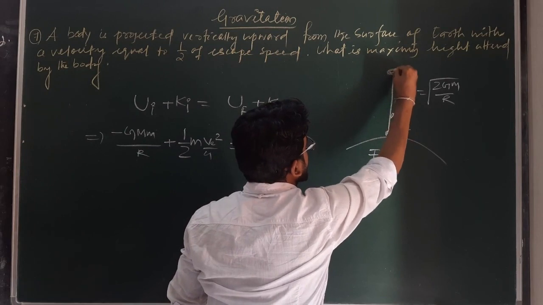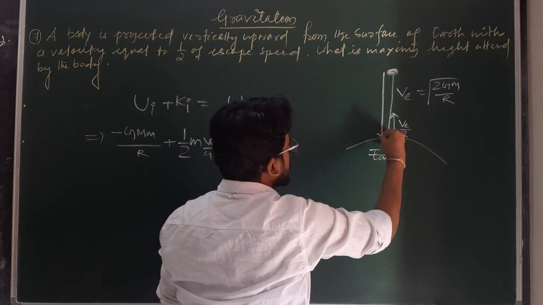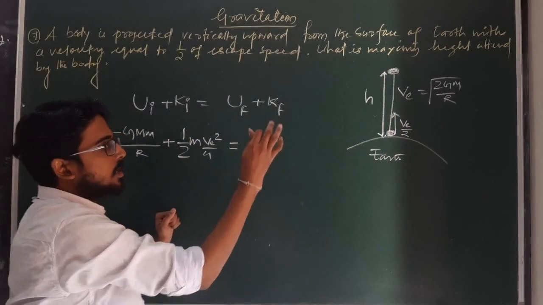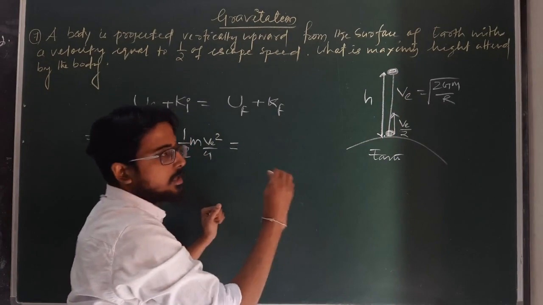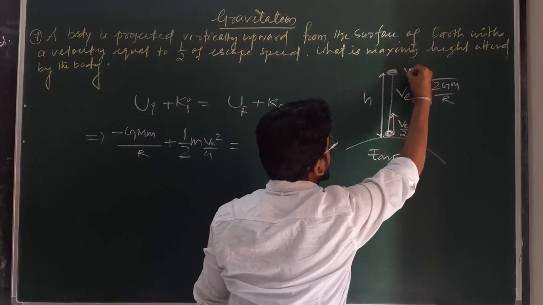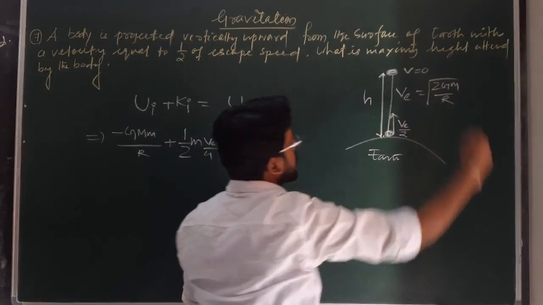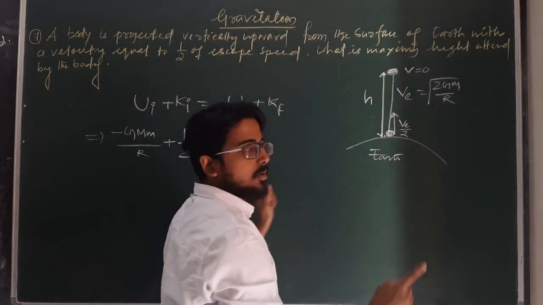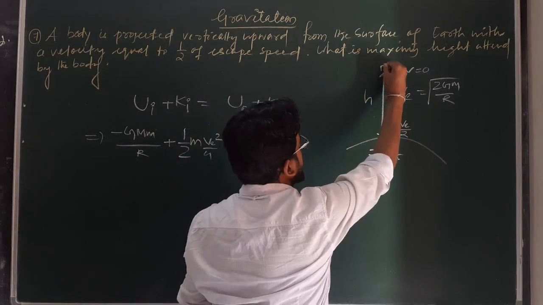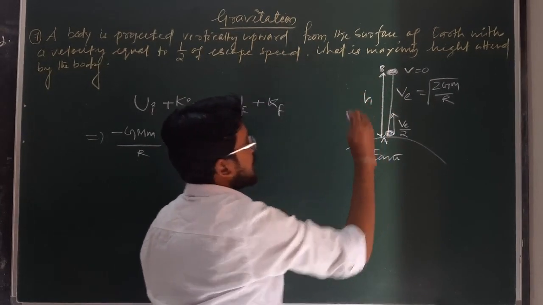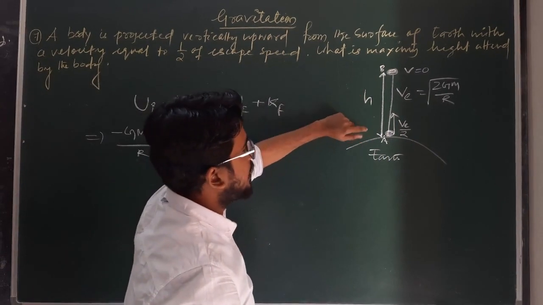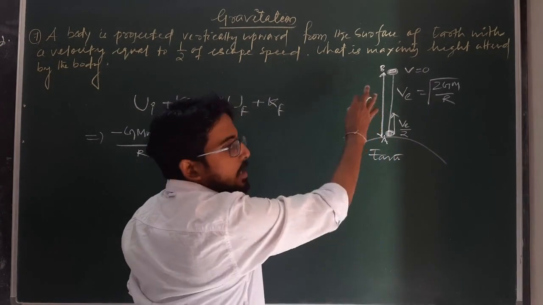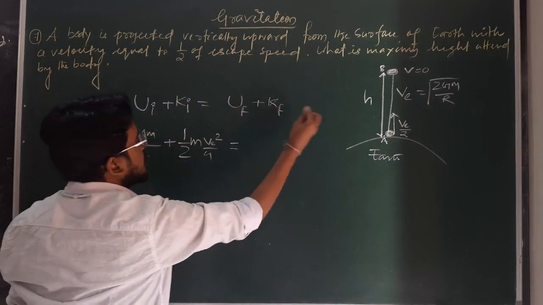If the body moves up to a certain height, at a height h from the surface of earth, this is the maximum height attained by the body. That means the final velocity must be 0. Clear? So the final kinetic energy of the body at height h must be 0, because if this point is B, which is at a height h from point A, then B is the maximum height attained by the body. So here the kinetic energy will be 0.